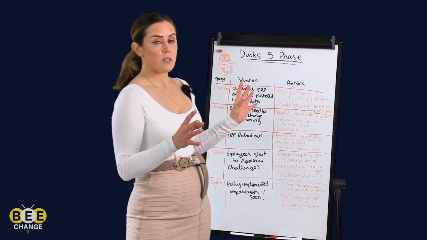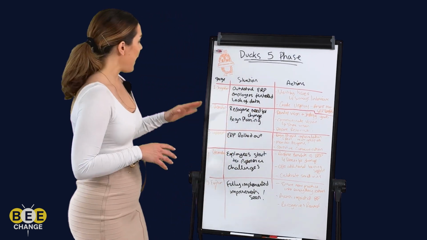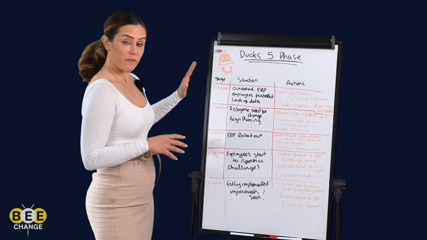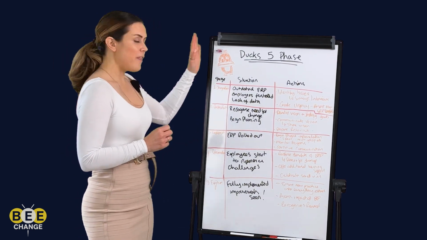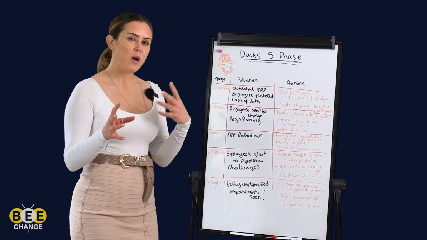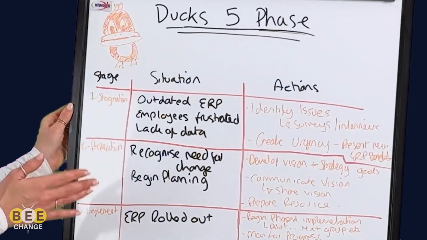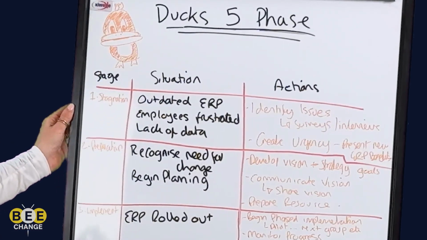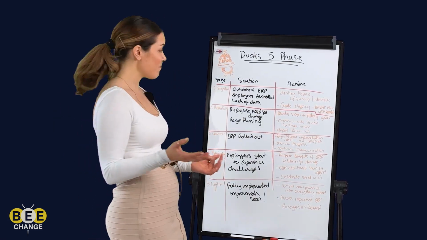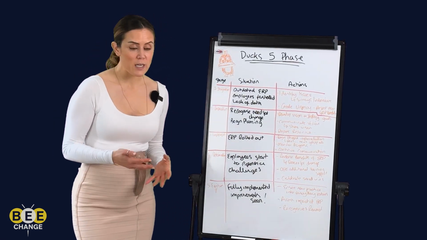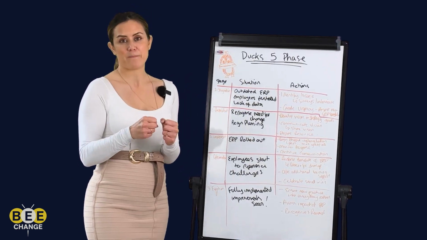I'm going to give you an example of a rollout of an ERP system, okay? And I've broken this down into the 5 stages that we talk about when it comes to the DUX 5 phase. I then give you the situation and the action. So I want to go through that with you in detail. So stage 1 we talk about in the DUX 5 stage is the stagnation. So the situation here is the company have an outdated ERP system, and the employees are frustrated, there's a lack of data, and essentially they are stagnant in where they are today.